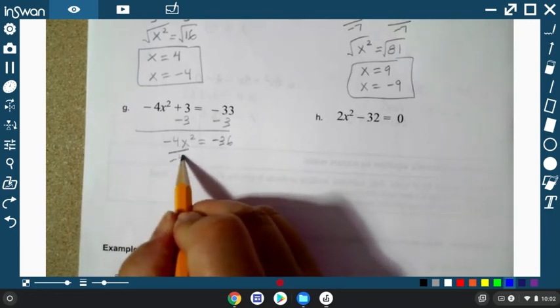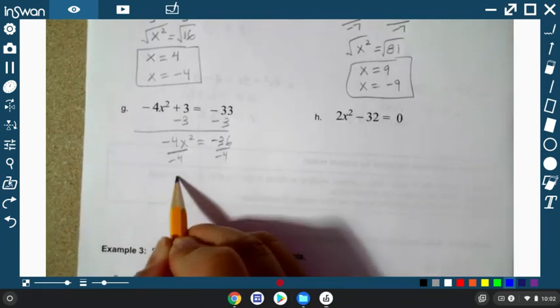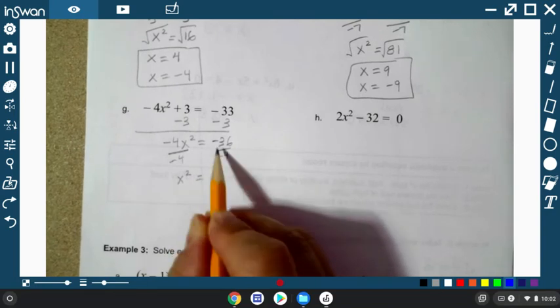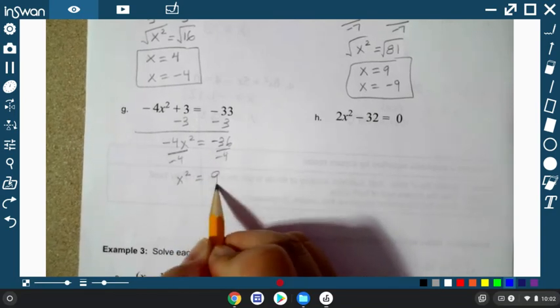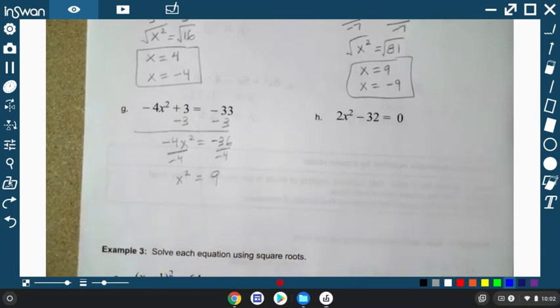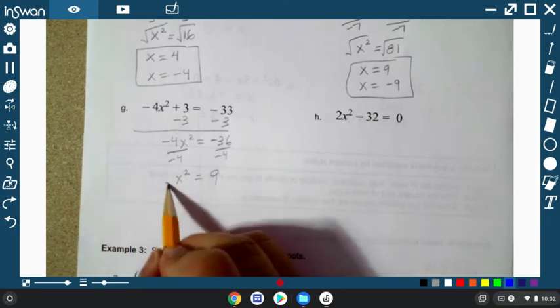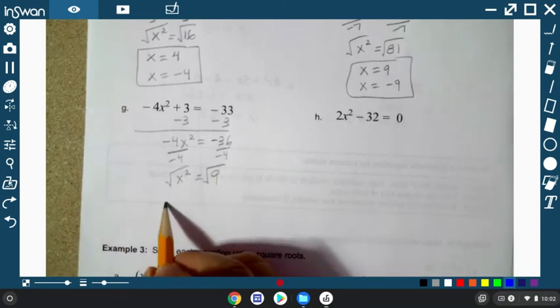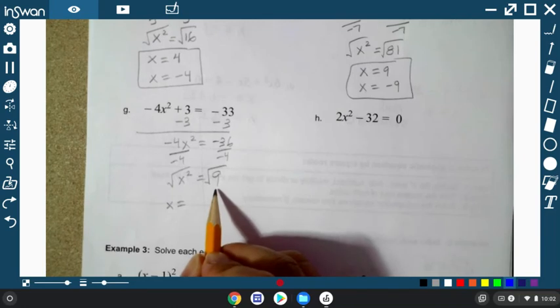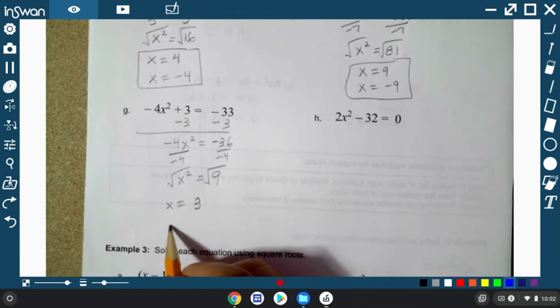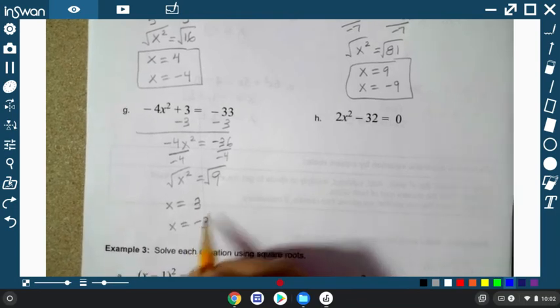Okay? Divide by negative 4 on both sides. X squared equals, negative divided by negative is a positive. And now it's isolated. Step 2 is square root. So square root both sides. So x equals, remember I need a positive and negative. Use your calculator if you need to. Square root of 9 is 3 and negative 3.